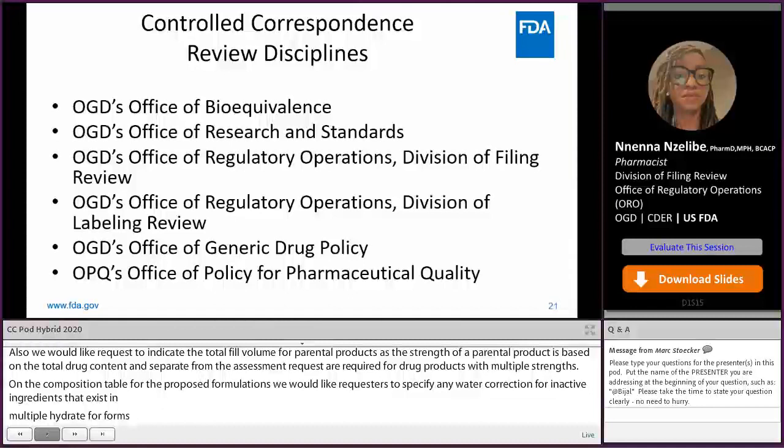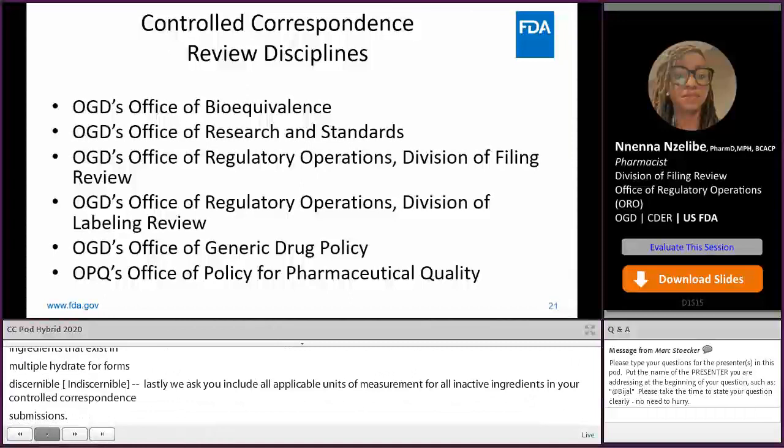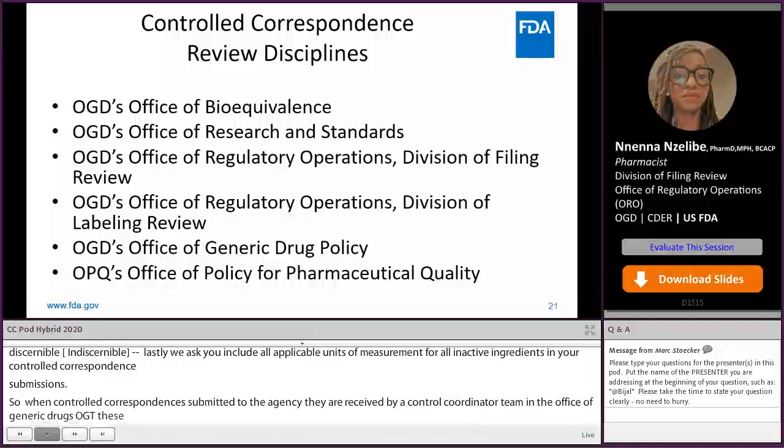So when controlled correspondences are submitted to the agency, they are received by a control coordinator team within the Office of Generic Drugs, OGD. These controls are then triaged to the appropriate disciplines within OGD or the Office of Pharmaceutical Quality, OPQ, for review and response. So the review disciplines that review and respond to controlled correspondences include OGD's Office of Bioequivalence, OGD's Office of Research and Standards, OGD's Division of Filing Review, OGD's Division of Labeling Review, OGD's Office of Generic Drug Policy, as well as OPQ's Office of Policy for Pharmaceutical Quality.